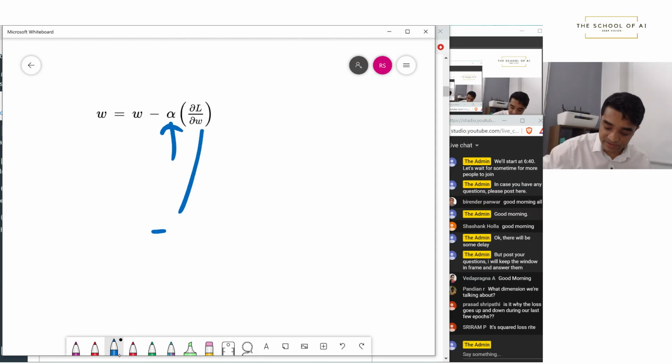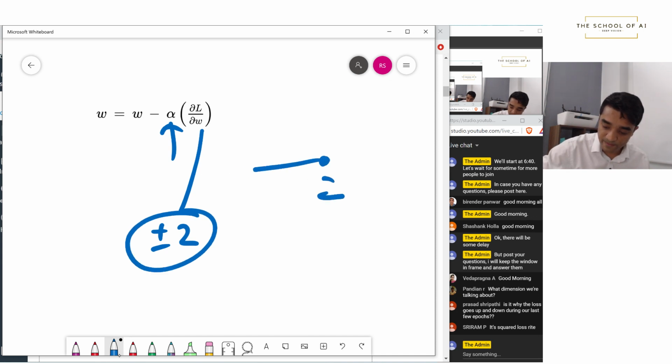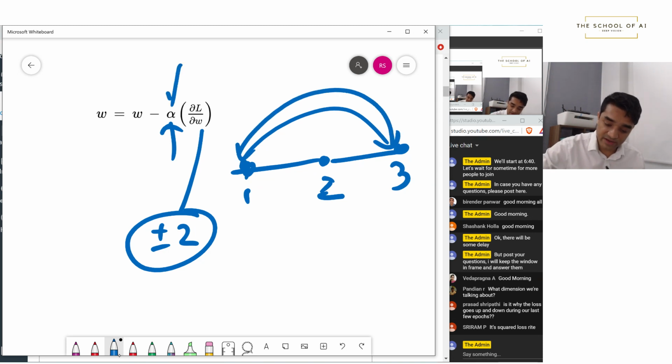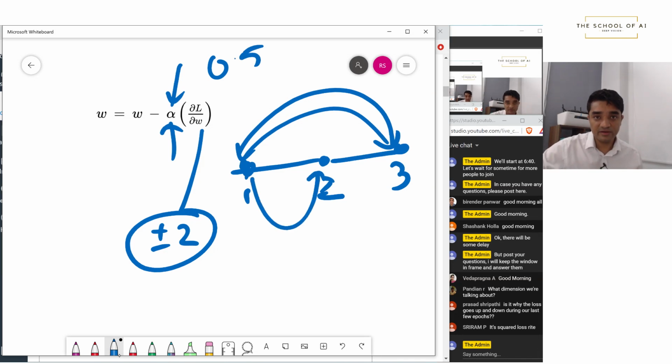Our w was increasing by plus or minus 2, right? We want to stop at 2, but we were at 1, and when we keep on jumping from plus 2 to minus 2, we either jump to 3 or we come back to 2. But if I had an alpha which was 0.5, I would have precisely stopped here, and that's the loss where the loss value would be 0. But finding the exact alpha is very difficult.